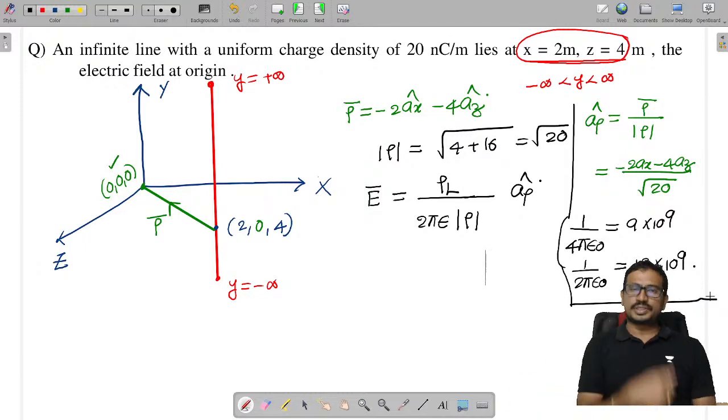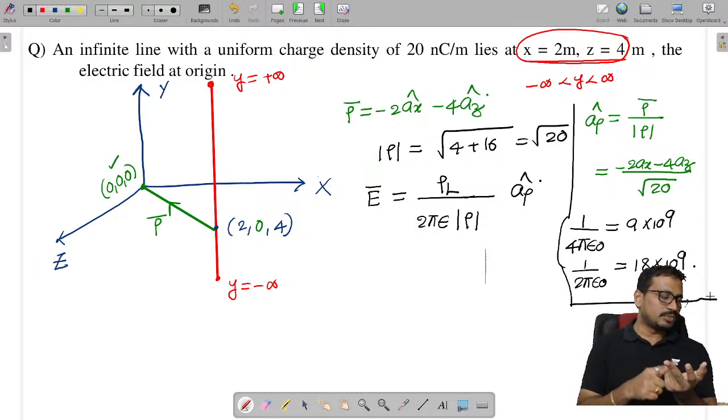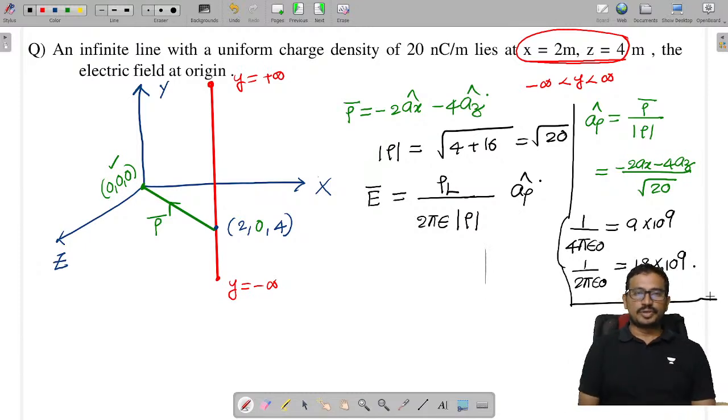Okay, so this is about the line charge electric field calculations. That's for today's class, and tomorrow we'll discuss the surface charges and the volume charges.